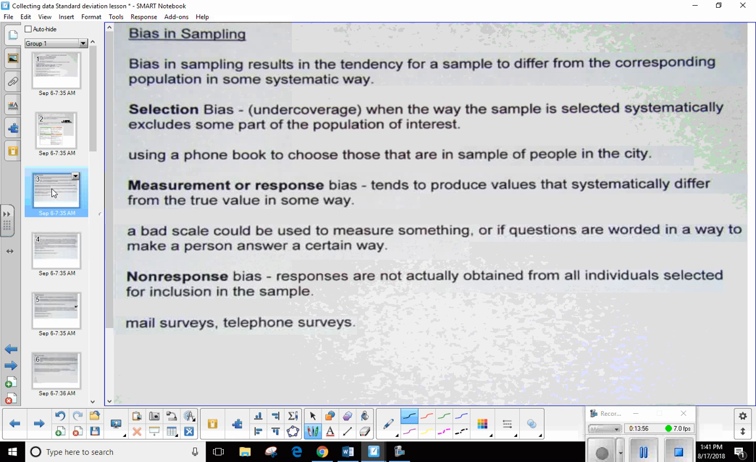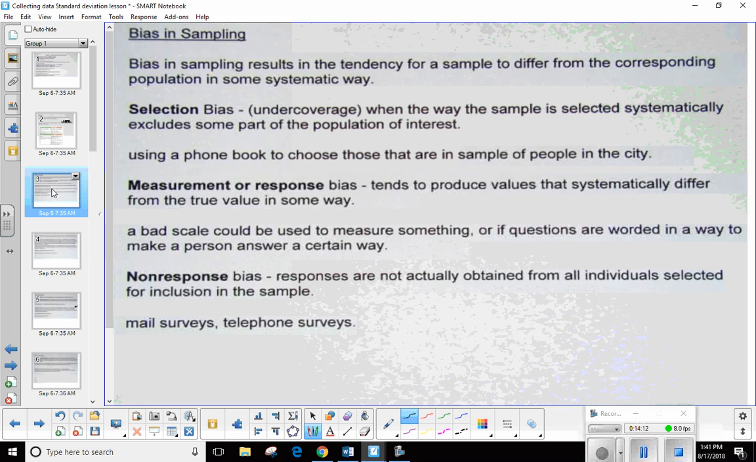Non-response bias. Responses are not actually obtained from all individuals selected for inclusion in the sample. Just because you walk up to someone in a random location, will they talk to you? They might just, you know, keep walking. Okay, so that would be non-response.